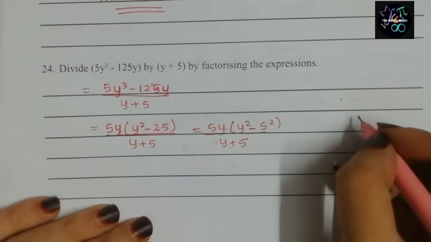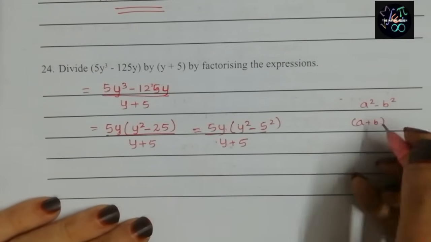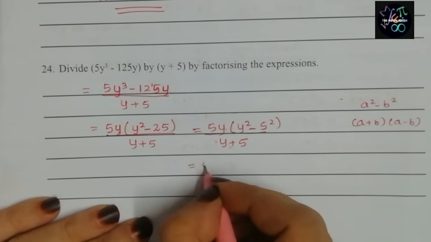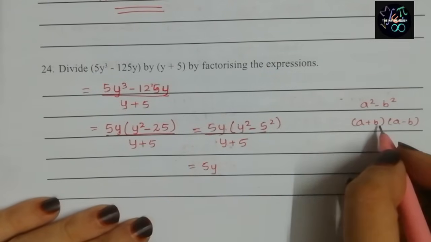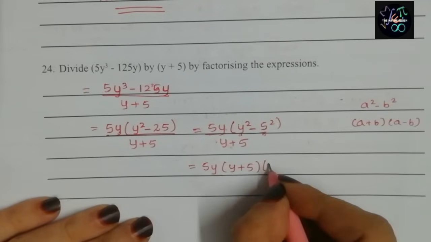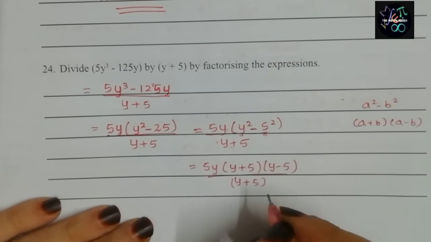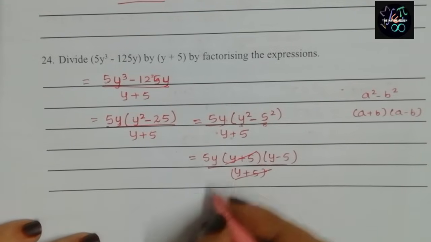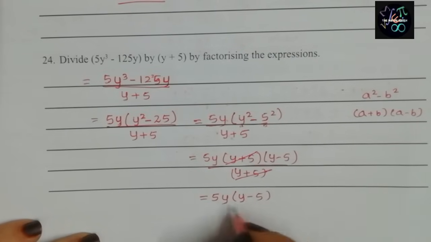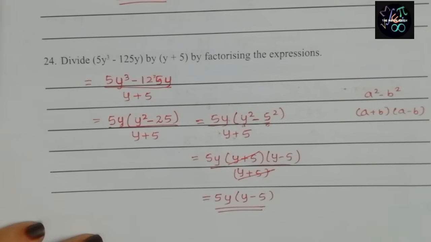Now we know that the a square minus b square formula is a plus b and a minus b. So in place of y square minus 5 square, this I'll consider a and this I'll consider b: y plus 5, y minus 5, upon y plus 5 we have. So y plus 5 and y plus 5 get cancelled. So what is our answer? 5y into y minus 5 is the answer. So this is the answer for question number 24. Let us see question number 25.